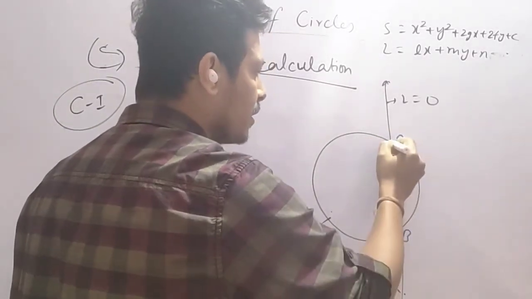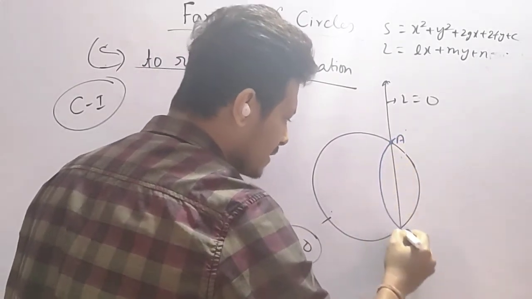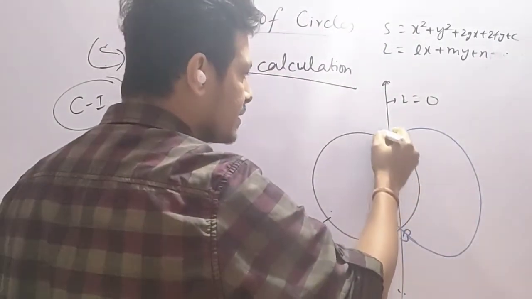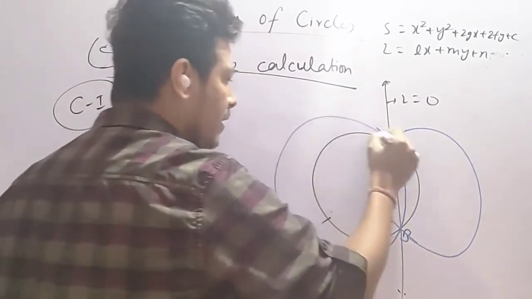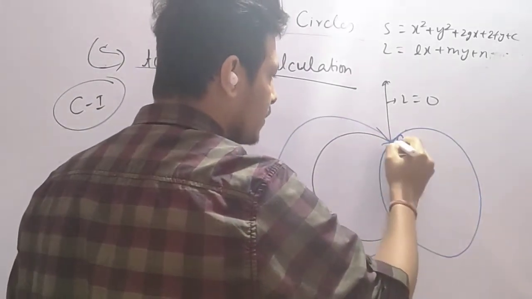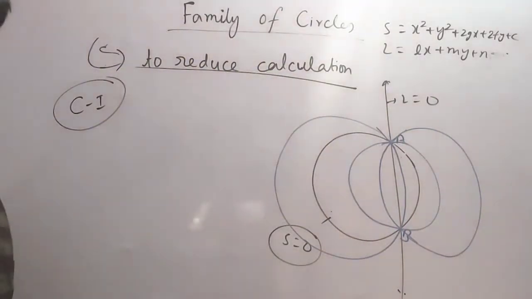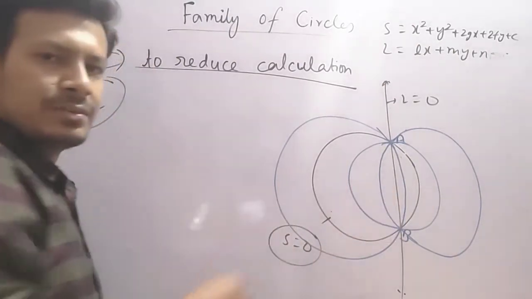we can draw infinite circles. You can see that from these 2 points we can draw infinite circles. Now we want to find the equation of these circles.